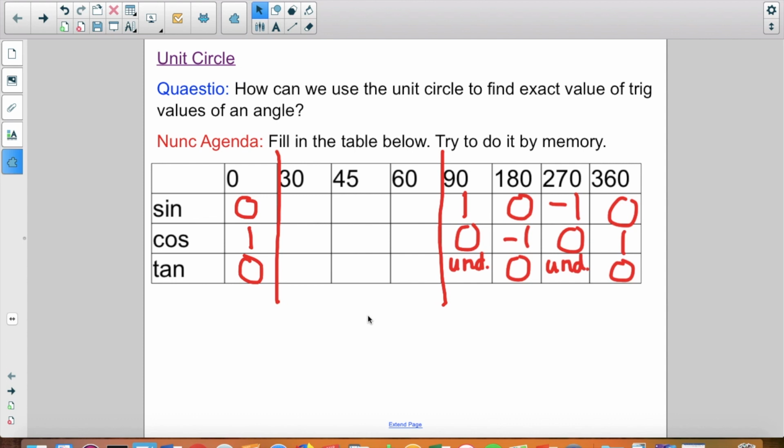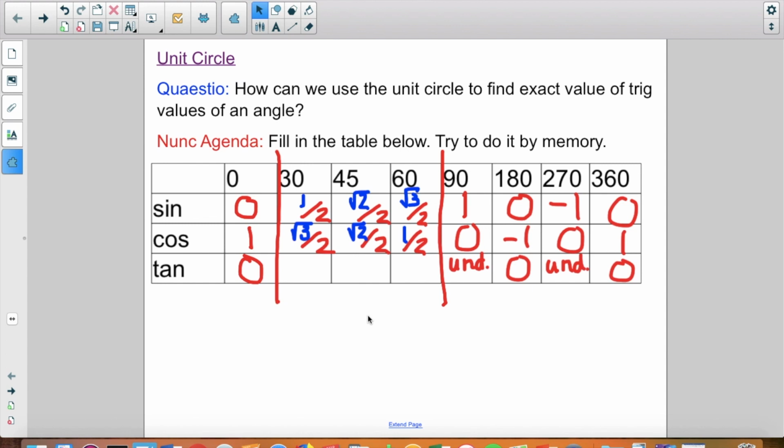So let's now do the 30, 45, and 60. So these, for sine and cosine, this follows a 1, 2, 3, 3, 2, 1 pattern. First things first, everything is going to be over 2. So I'm going to start with that. And now let's look at our 1, 2, 3, 3, 2, 1 pattern. Starting with sine, we have 1, 2, 3. And then for cosine, we have 3, 2, 1.